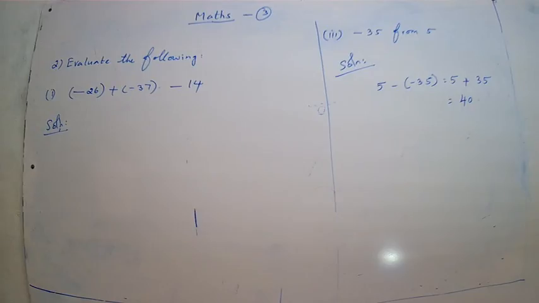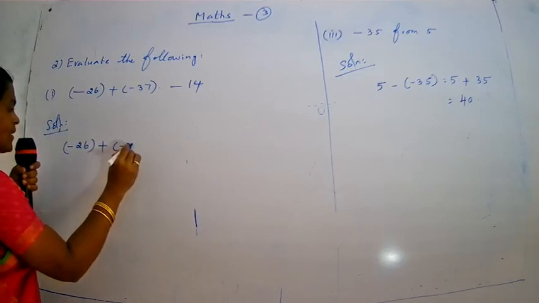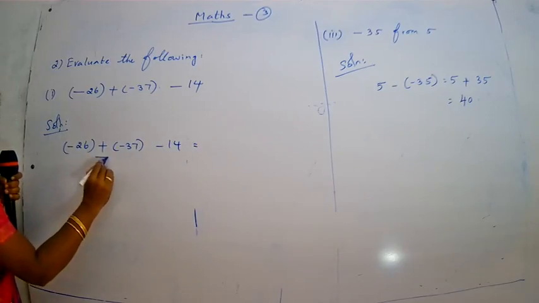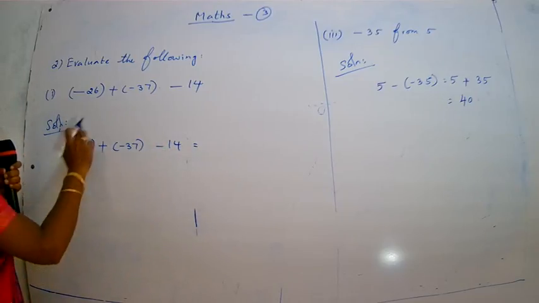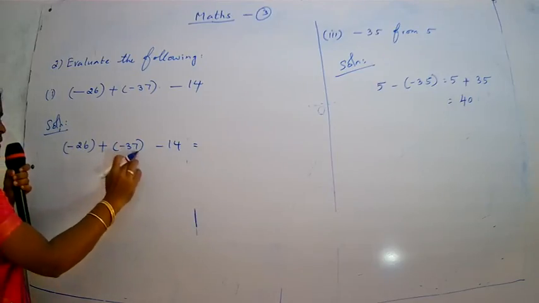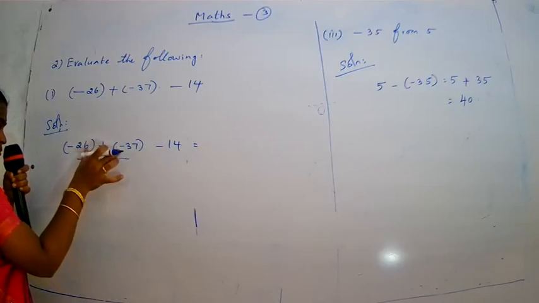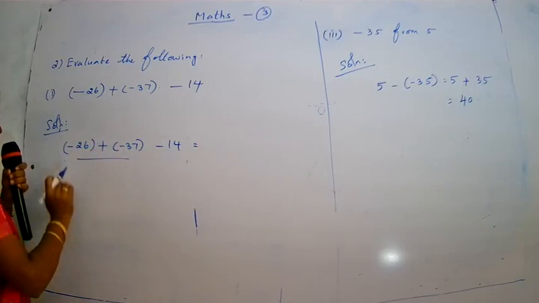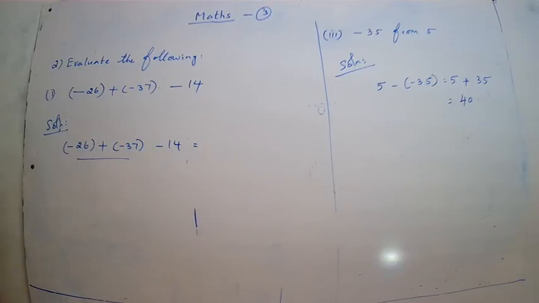All of you listen. The question is minus 26 plus minus 37 minus 14. Now you see these both are addition, yes, addition of integers. But this is a subtraction. So first of all, you do the addition of these two integers. Minus 26 plus minus 37. What is the answer? Here also minus, here also minus, having same sign.